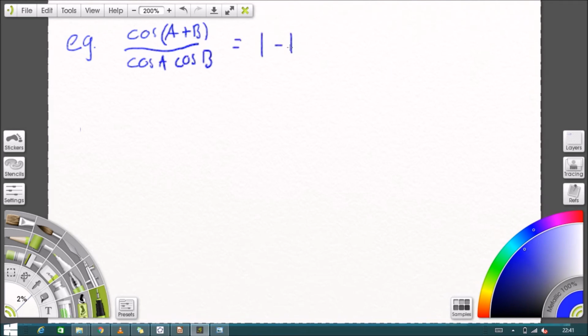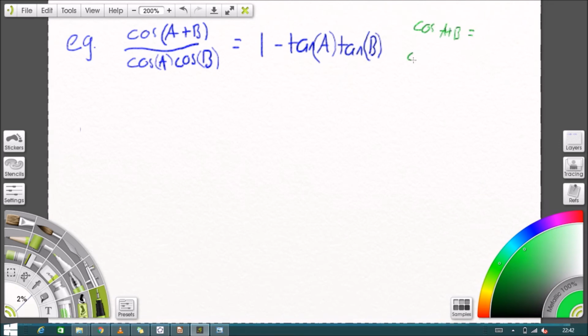So here's an example. Cos of A plus B over cosine A times cosine B equals 1 minus tan A times tan B. And I'm going to try and prove this trig identity using my compound angle formula for cos A plus B. I know that's equal to cos A cos B minus, because we've got cos A plus B, minus sin A sin B. So I can switch out the numerator on the left hand side, and I'll start by working with the left hand side and try and prove the right hand side.